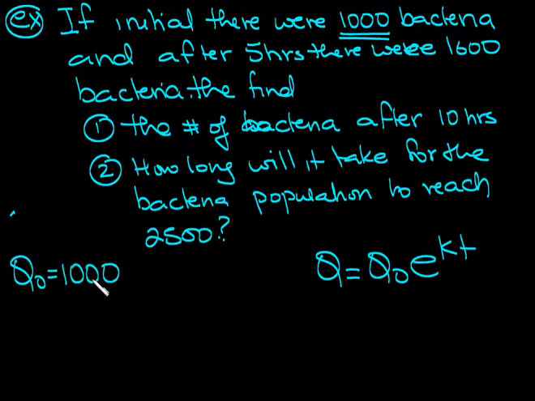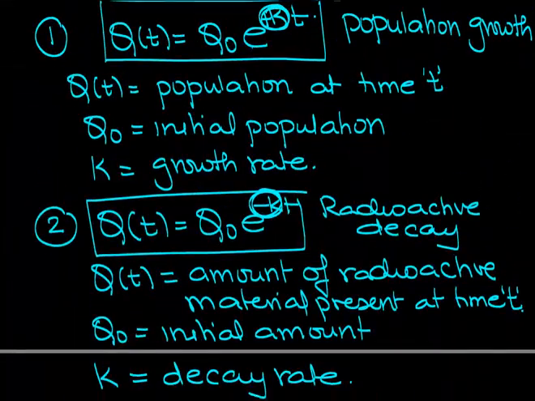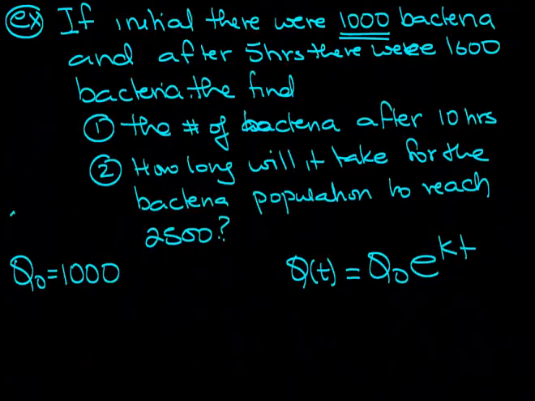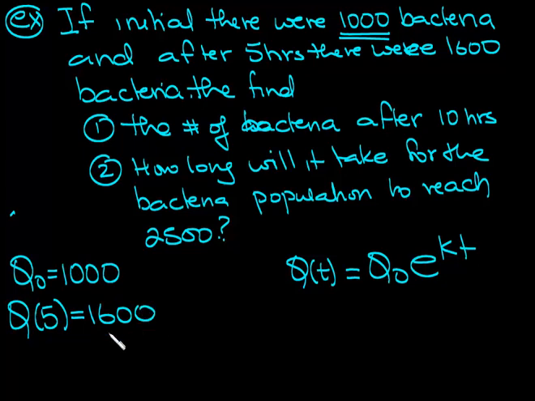Then they told us that after 5 hours, this is by the way Q(t), the population after time t. I think I did write that down for you guys, didn't I? Yep. So after 5 hours, Q(5), the population reached 1,600. So Q is the population at whatever time you specify. In this case, after 5 hours, Q was 1,600.